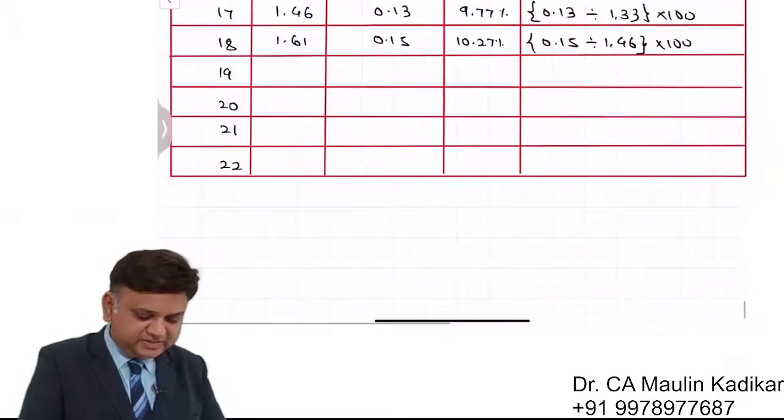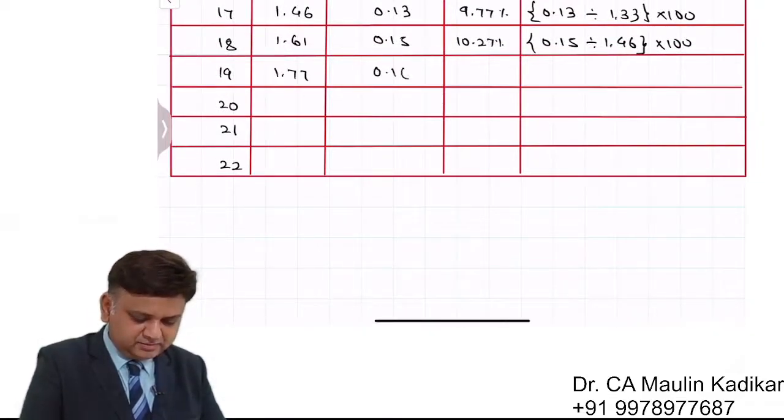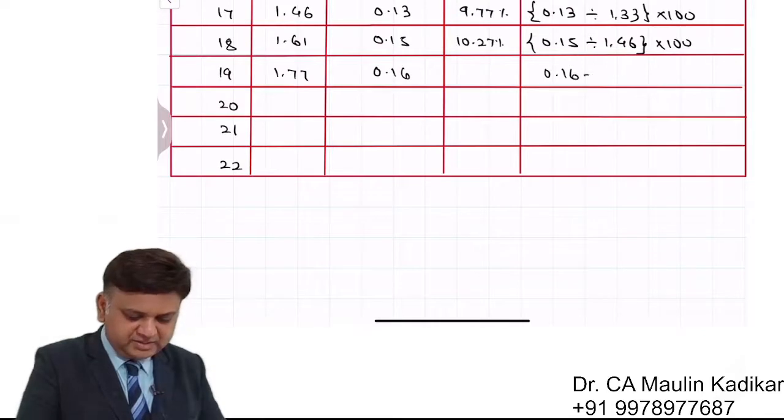Next is 1 rupee 77 paise. That comes to 16 paise. 16 paise divided by 1.61 into 100.